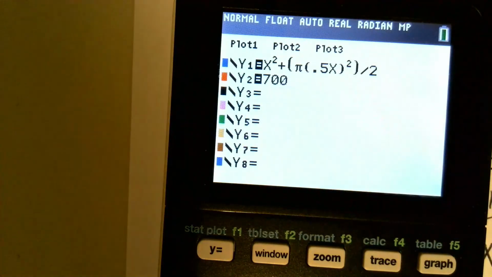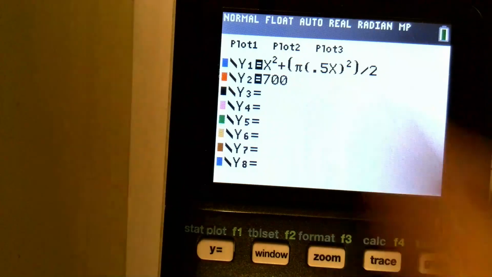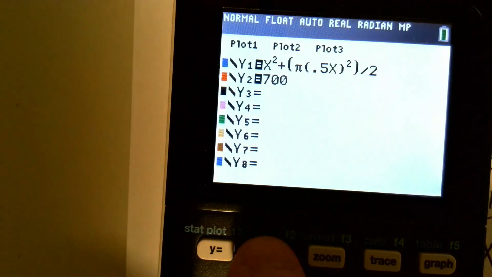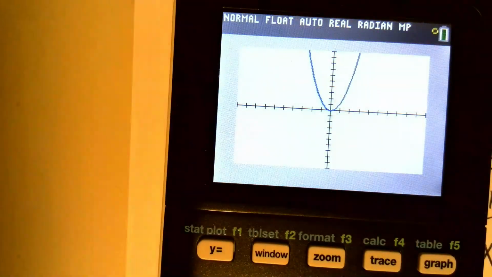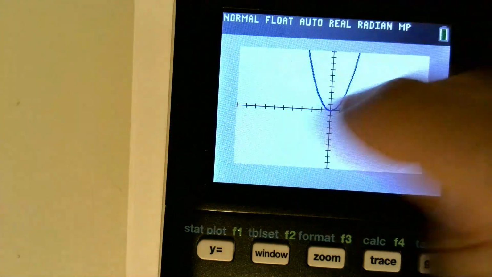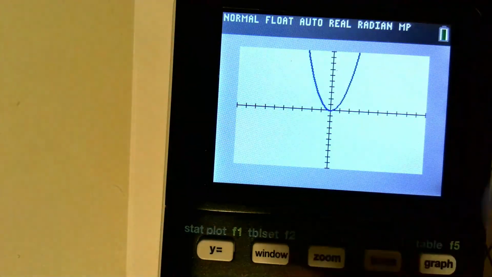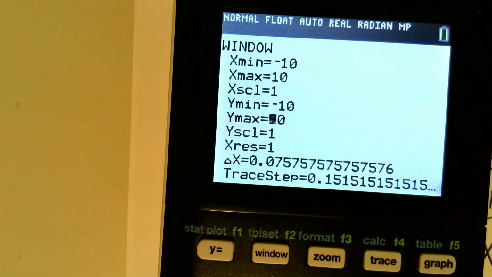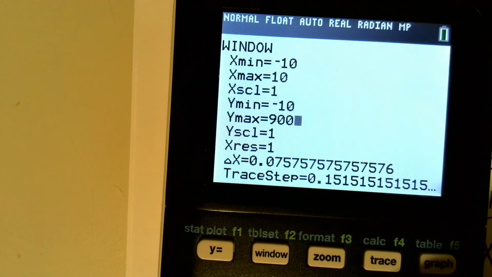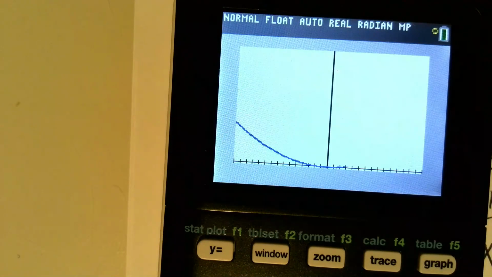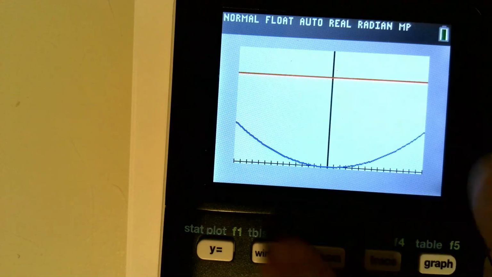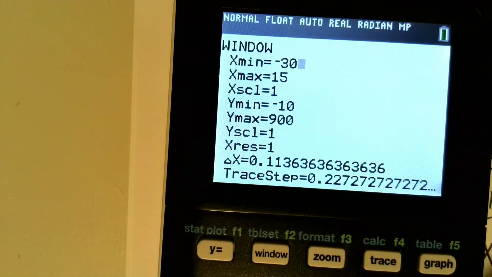So again, the top is a quadratic parabola that opens up, and then 700 is a vertical line. So I'm going to go right here on my Zoom 6. And I know that's not going to give me anything, because I need to know where this thing hits 700, and right now it only equals 10. So I'm going to go to my window, my Y max, and make that 900. It could be that I need to go a little bit wider. So I'm going to go out to negative 15 to 15. Nope, not wide enough. So window, let's go out to negative 30 and 30.